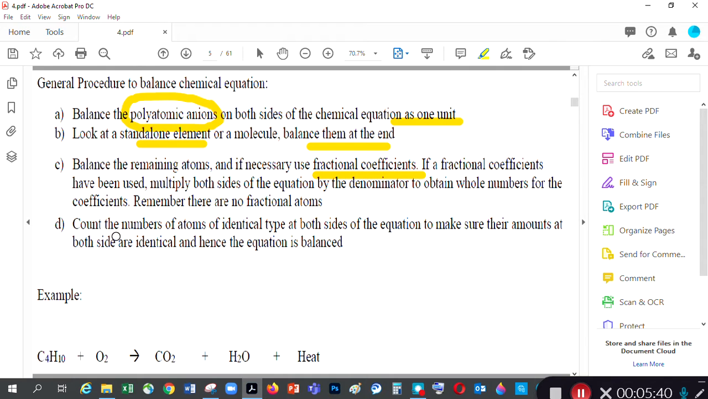And always count the number of atoms of each type on both sides of the equation to make sure the amounts at both sides are identical. That's the end of balancing a chemical equation: the last check that everything is good and that both the reactant and product sides have the correct number of atoms. Let's look at this. This is butane. This is a combustion reaction with oxygen.